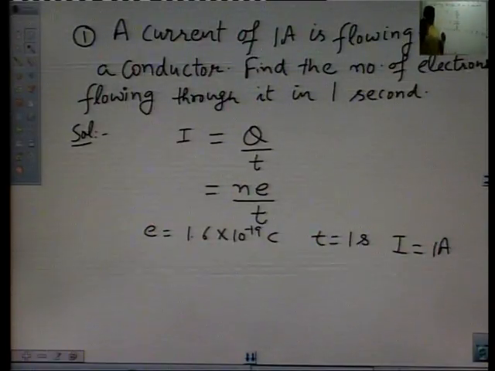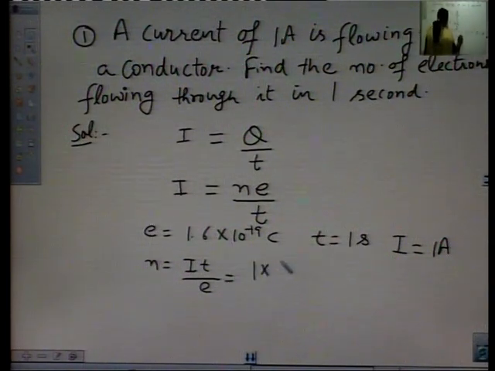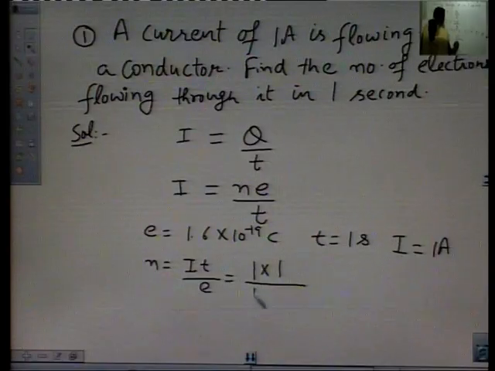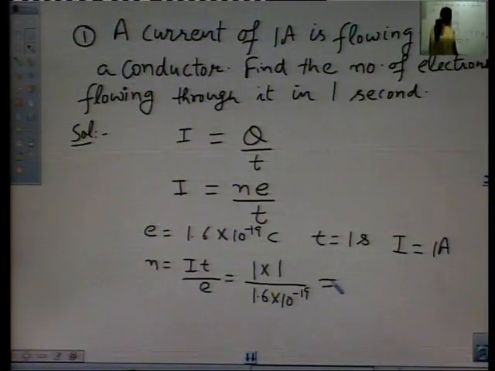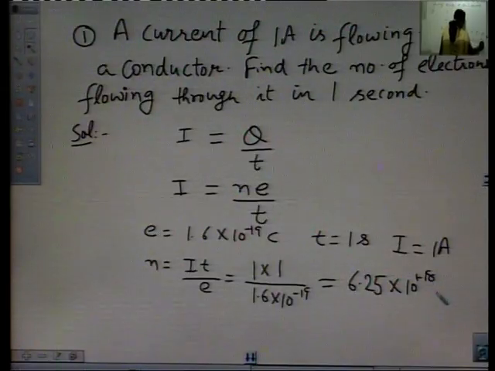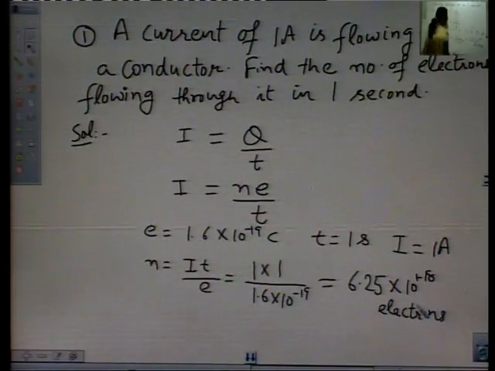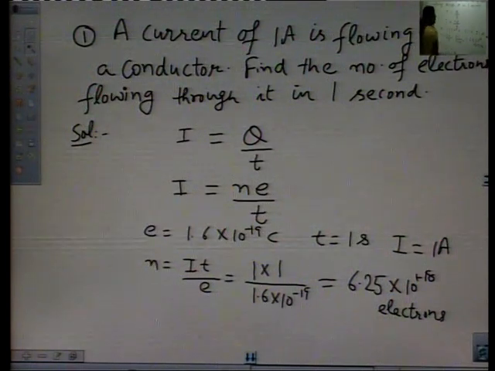So putting these values, we can find the value of N. N is equal to I into T upon E. Current I is equal to 1 into time is also 1 second, and E is 1.6 into 10 raised to power minus 19 coulomb. So solving it, we get the value which is equal to 6.25 into 10 raised to power 18 electrons. So if 1 ampere of current is flowing, it means 6.25 into 10 raised to power 18 electrons are flowing through that conductor. Now we come to second problem.